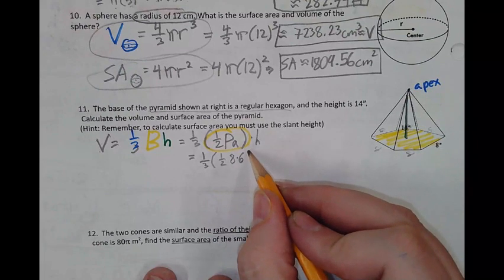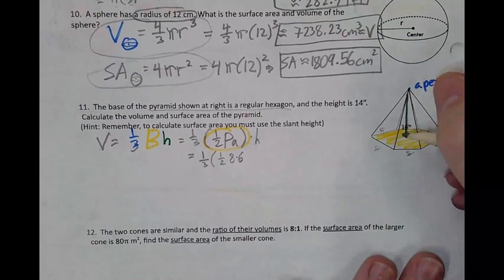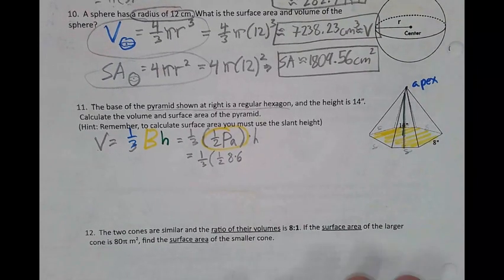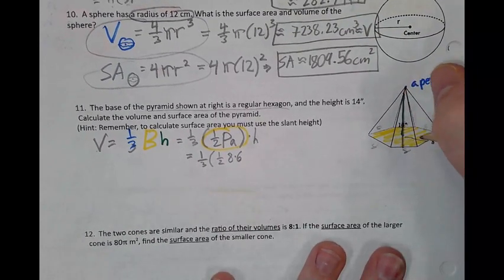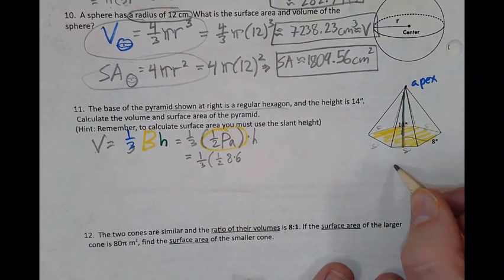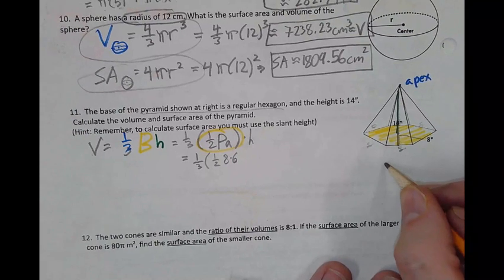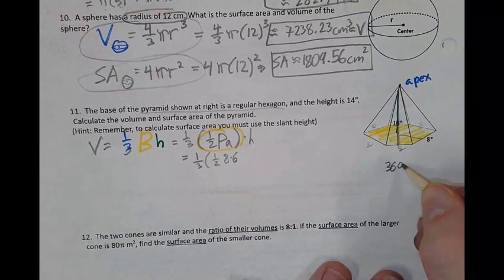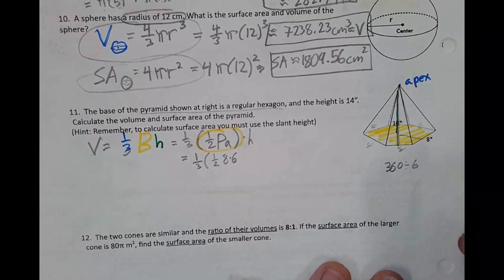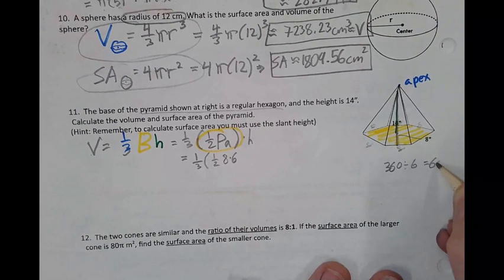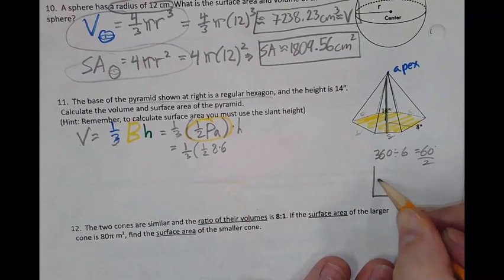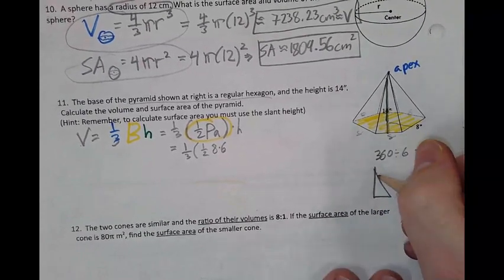And the apothem is not given to us. So we need to figure out what the apothem is. The apothem is this length, otherwise known as this length. So we're going to figure out the apothem by dividing this regular hexagon into triangles. So dividing 360 divided by 6, we're going to get 60 degrees. Cutting that in half, we're going to get a triangle that is going to be 30 degrees.